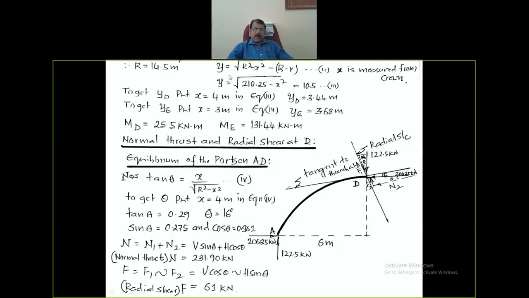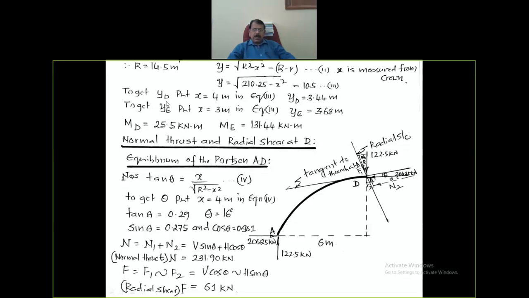Further, the ordinate y at any distance x measured with respect to the crown as the reference point is given by y is equal to root of R squared minus x squared, minus R. Call that equation number 2. Here x is measured from the crown. So substituting all the values here and simplifying, the equation becomes y is equal to square root of 210.25 minus x squared, minus 10.5. Call that equation number 3.